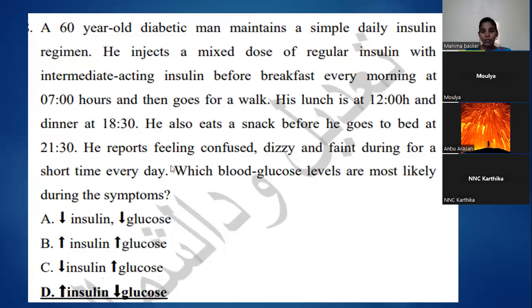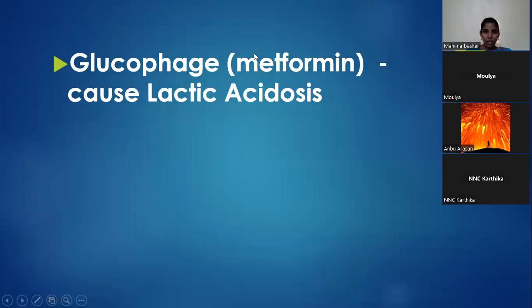When they are confused, dizzy, or fainting, there is an insulin level increase and glucose level decrease. That's why they are having the hypoglycemic attack. The confusion, dizziness, and fainting come under hypoglycemia. So insulin increases, glucose decreases. They have to go to the hospital and maintain the correct insulin level. That is the management. They just asked how the blood glucose level will be during the symptoms. So increase insulin, decrease glucose. Okay, got the point. We'll move on to the next one.